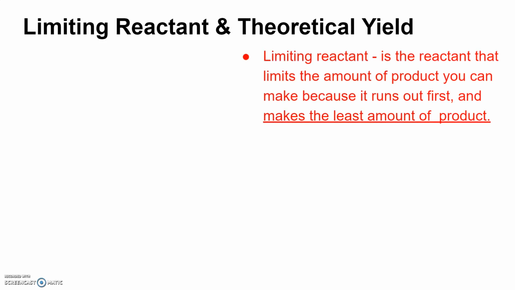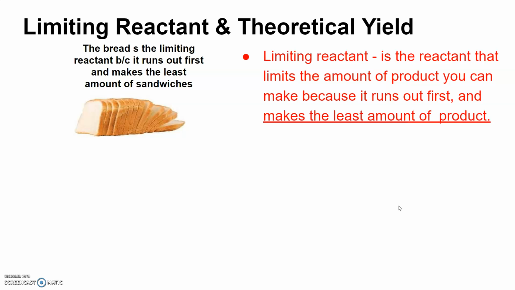All right, now let's define limiting reactant and theoretical yield based on that cooking scenario. Limiting reactant is the reactant, which is like the ingredient, that limits the amount of product you can make because it runs out first. And it's going to make the least amount of product. That would be like the bread that we saw in the previous example. You run out of the bread first, and it makes the least amount of sandwiches. The 12 slices of bread can only make 6 sandwiches, whereas the 7 slices of cheese can make 7 sandwiches. Since you cannot make more than you have, that bread is the thing that limits the reaction. It's your limiting reactant.